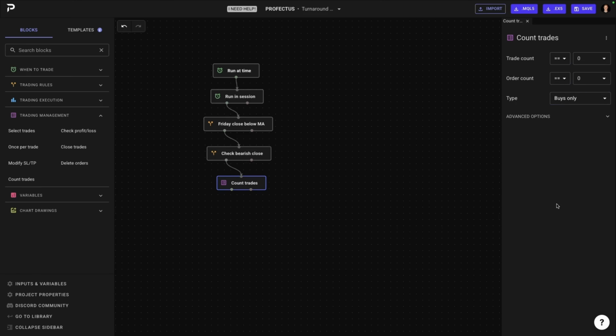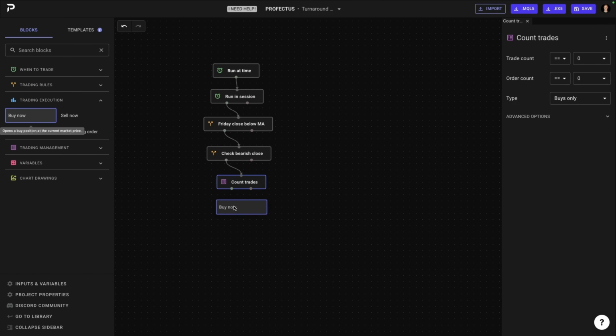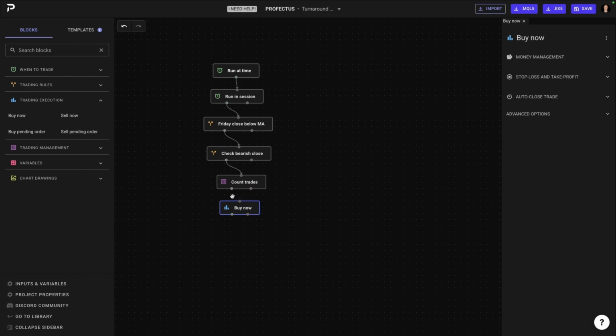For buys only, we only go long in this system. And now comes the juicy part. When all of these conditions are true, we now open the trading execution section and we only go long in this system. We drag and drop the buy now block. And now you already see quite some settings open up here on the right hand side.